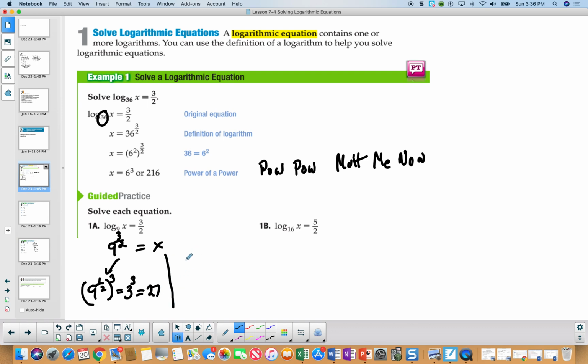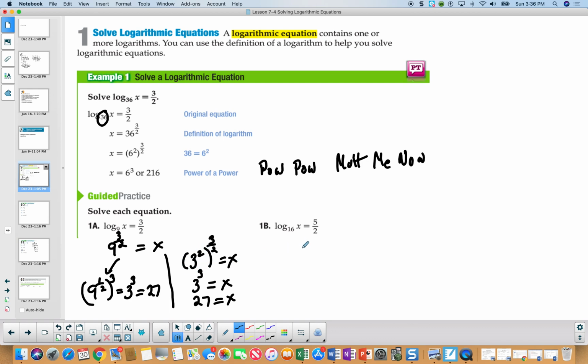Another way you could do the problem is to write 9 as 3 to the second, to the 3/2. You can do power, multiply. That'll be 3 to the third is equal to x, and again, this will be 27. So you can split up the fraction, or you can rewrite the number 9.